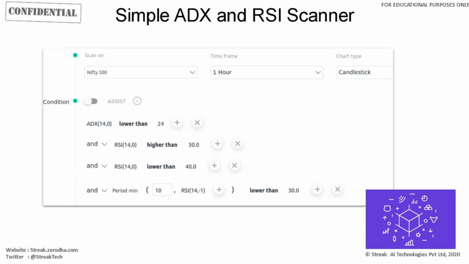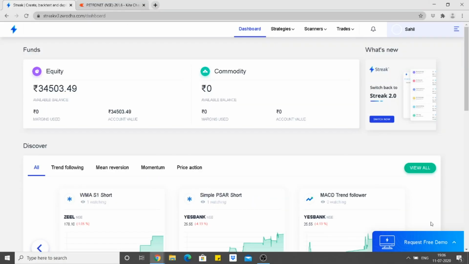Now we're going to be creating a scanner that is going to help us identify stocks that are not trending. These stocks should have been trading in a range bound market. To achieve this, we are going to be using the ADX indicator, which is an excellent indicator when it comes to identifying trending and non-trending markets. At the same time, we are going to use RSI, the relative strength index, that helps us identify the momentum of the price. So let's dive right in and try to create the scanner.